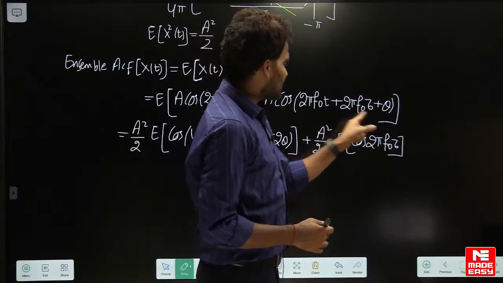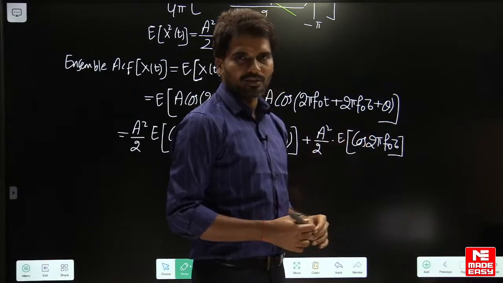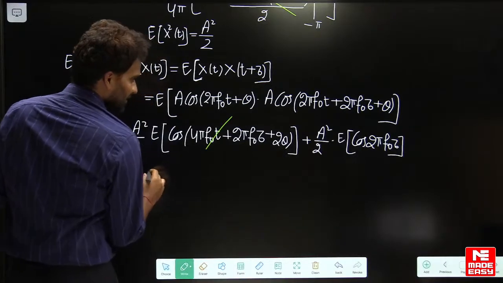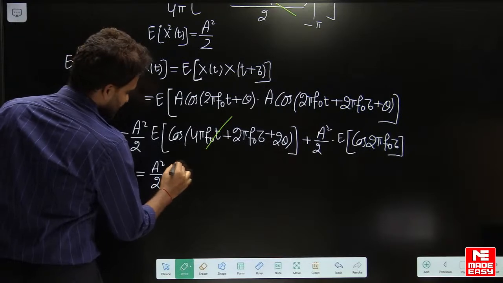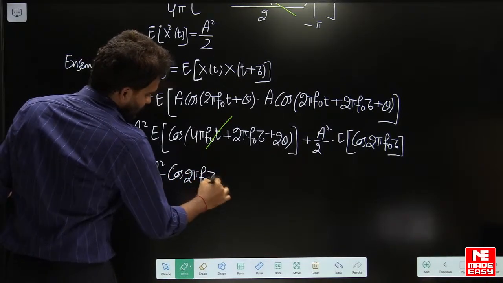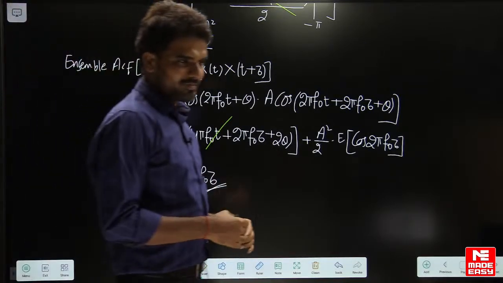Then you can see this is a deterministic signal. The expectation of a deterministic signal will be the same signal only, so you will get A square by 2 cos 2 pi f naught tau. It is an ensemble ACF we got.